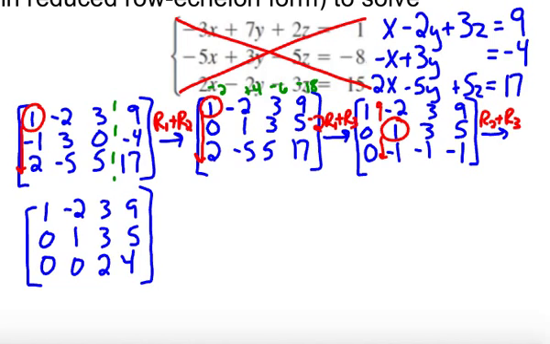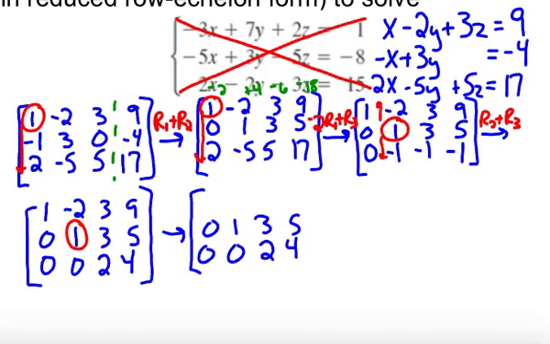Okay, now we're still working right here. We've got a 0 below it, which is good, but remember, we also want a 0 above it. So we are going to leave row 2 alone. We're going to leave row 3 alone. We are only transforming row 1. Okay? So what we need is we need to take 2 times row 2 and add that to row 1.